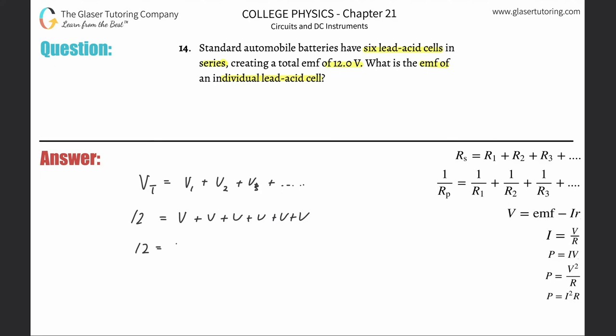So then 12 is equal to 6V. So divided by 6 on both sides, V is equal to 2. In other words, the voltage passing through each individual lead acid cell is 2 volts.